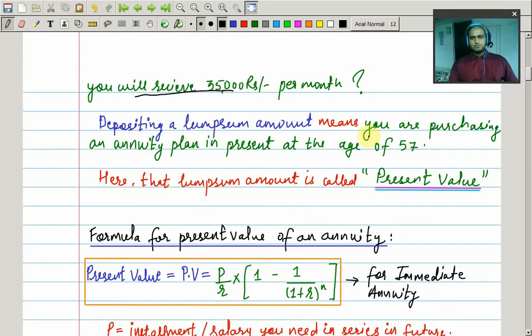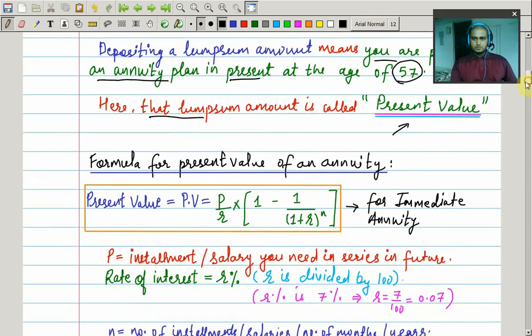Depositing a lump sum amount means you are purchasing an annuity plan in present at the age of 57. Here, that lump sum amount is called present value. Present value is the lump sum amount that you are depositing right now to have some income generated in future, monthly or yearly or quarterly.